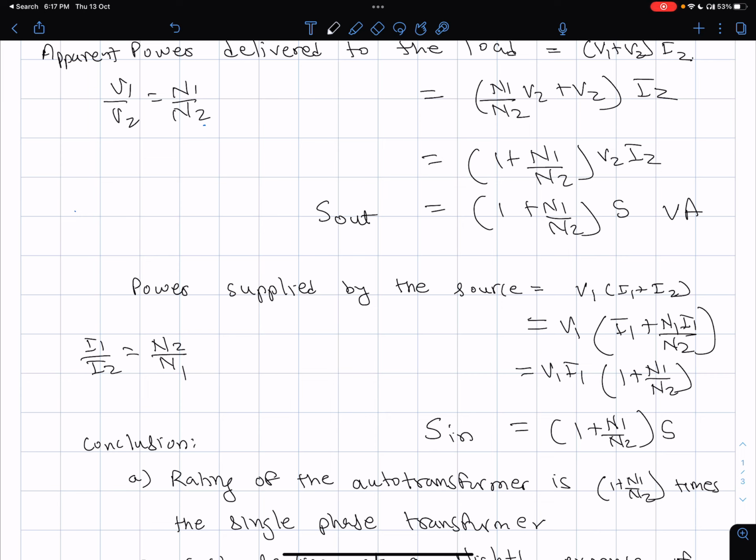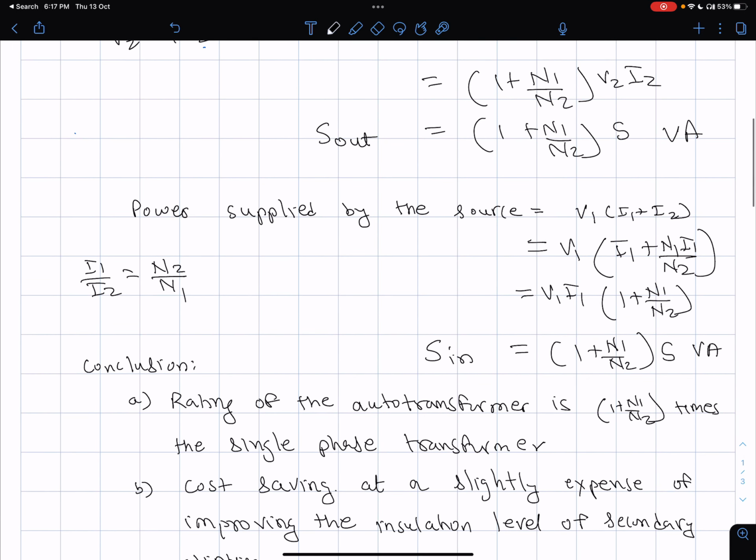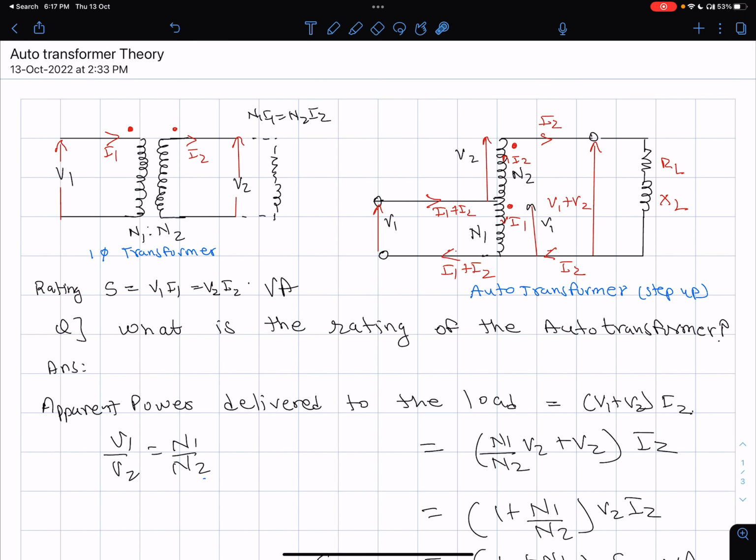V1 I1 is the rating of each of the windings, in fact the rating of the single phase transformer. But as expected, if the output from the transformer was 1 plus N1 by N2 times S volt amperes, then the input to the transformer is also going to be 1 plus N1 by N2 into S volt amperes. So it's very clearly still a nice transformer action. There is nothing which has surprised us except for the fact that we have got much more out of this transformer in terms of volt amperes than the individual rating of each of the windings.